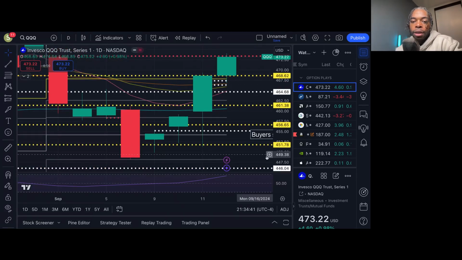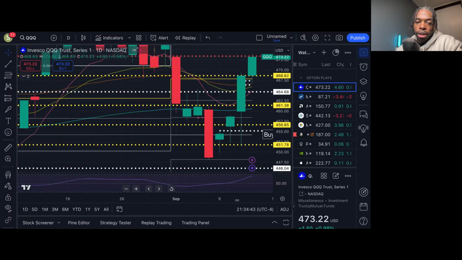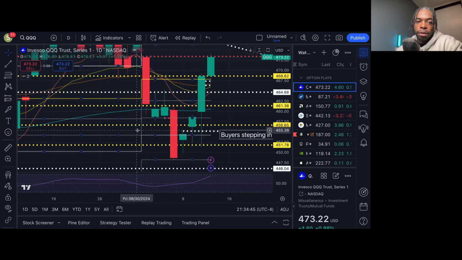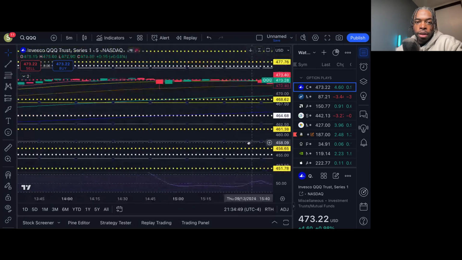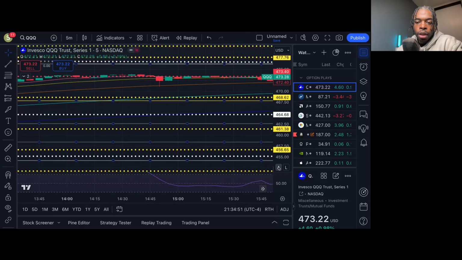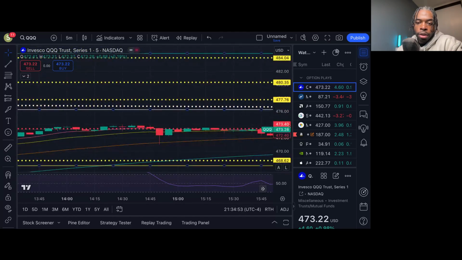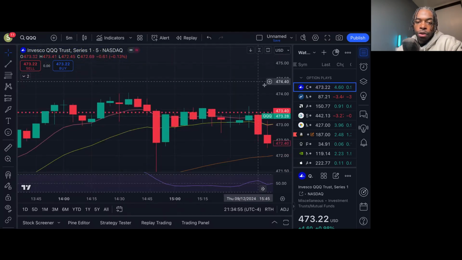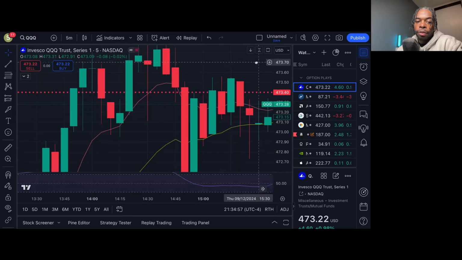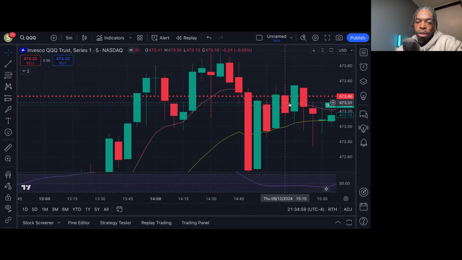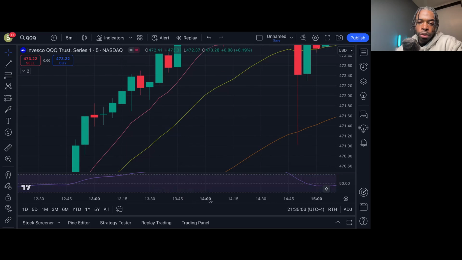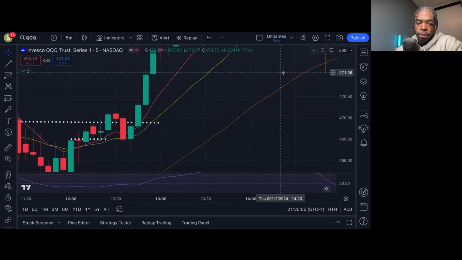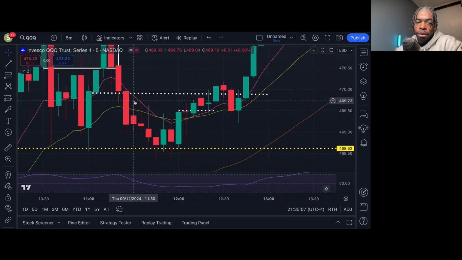Okay. Now the next major concept that we need to understand when we're reading price action is trend bars and non-trend bars. What is a trend bar? What is a non-trend bar? It's pretty much exactly what it sounds like.